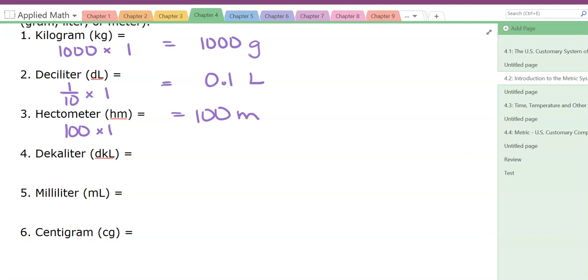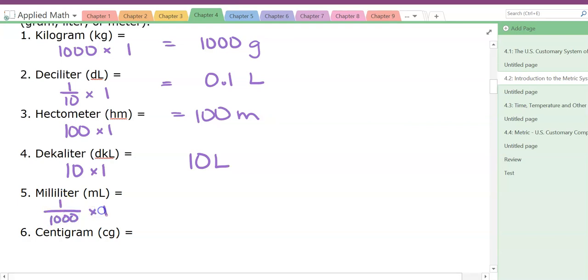So what does the prefix deca mean? 10 times. So you should have taken 10 times 1, which would be 10 liters. Milliliter, what does milli mean? 1/1000, so 1 over 1,000 times 1. So think about 1, and you're going to move the decimal place to the left 3 times. So it's going to be 0.001, and that would be liters.